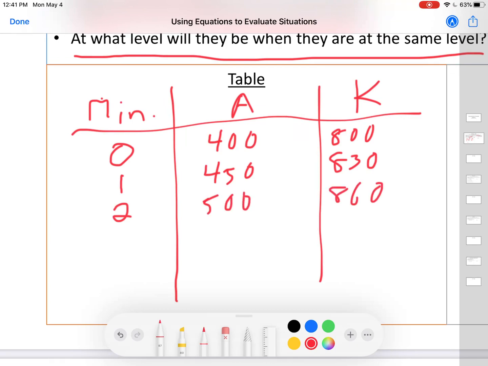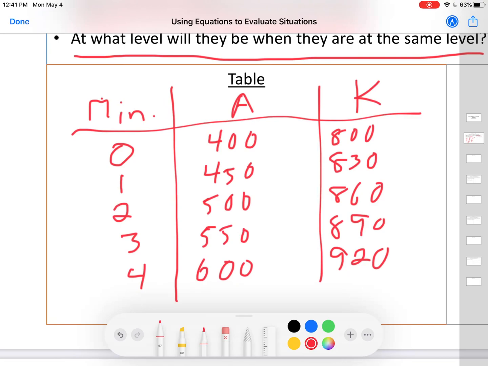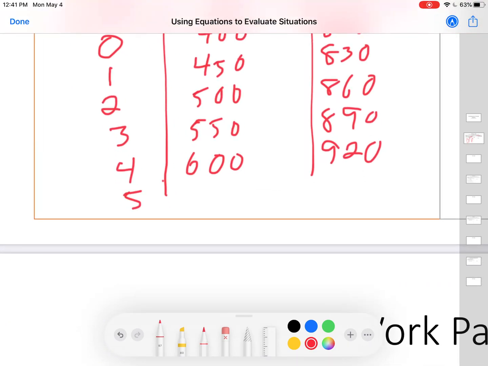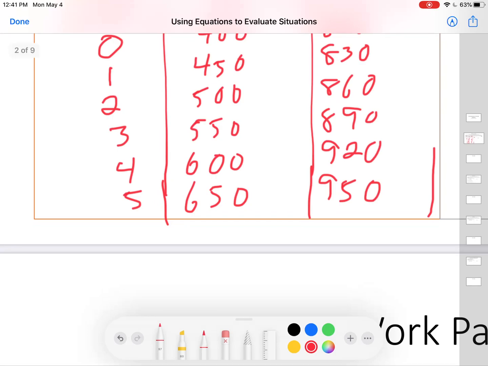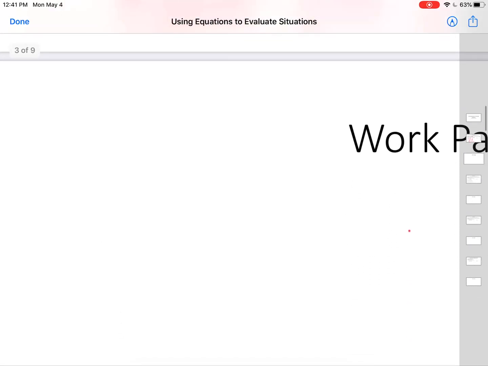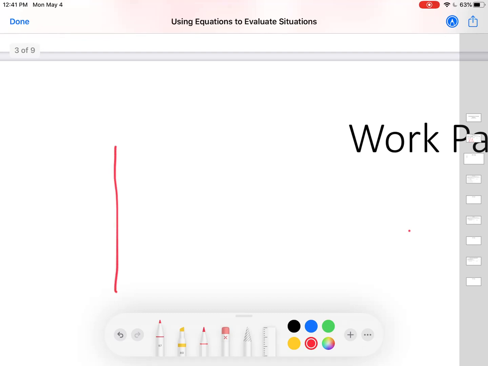500, 860, still not equal. 3, 550, 890, 4, 600, 920, still not equal. 5, 650, 950. Hey, they're closer. They started out 400 apart. Now they're only 300 apart. I need more space. On your paper, again, you are not going to be making tables, but on your paper you will have plenty of space.